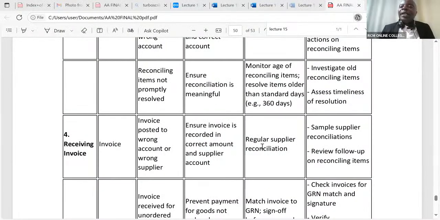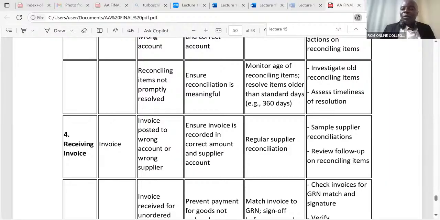So then as an auditor, now I'm on the audit side of the coin. As an auditor, I will obtain sample supplier reconciliations and review follow-up on non-reconciling items. If non-reconciling items are not being followed up, then I know there is a big control weakness that I should be able to report to management later.